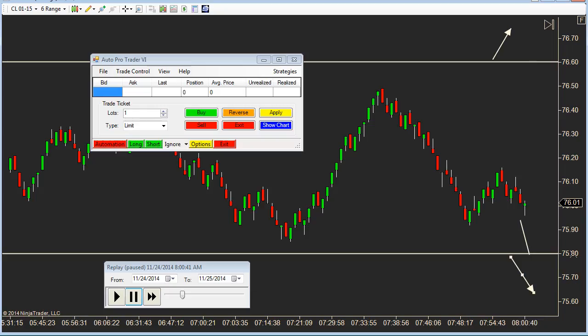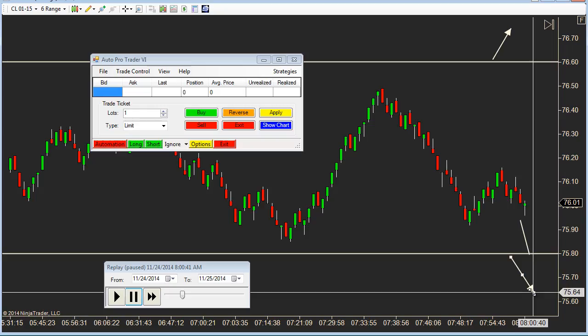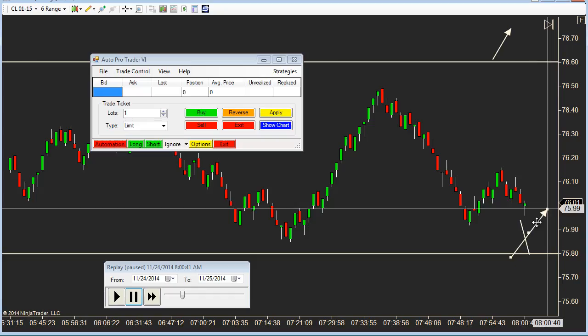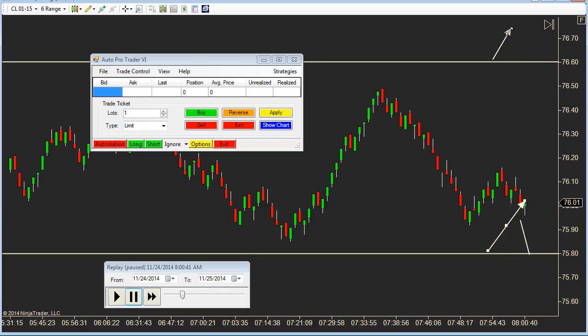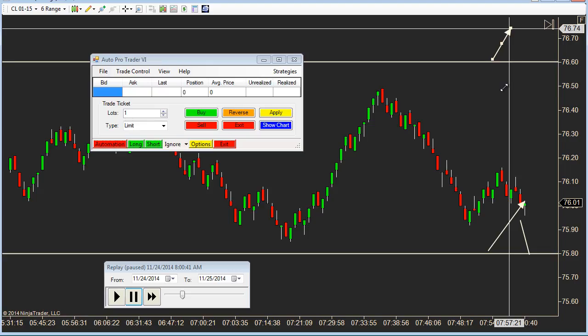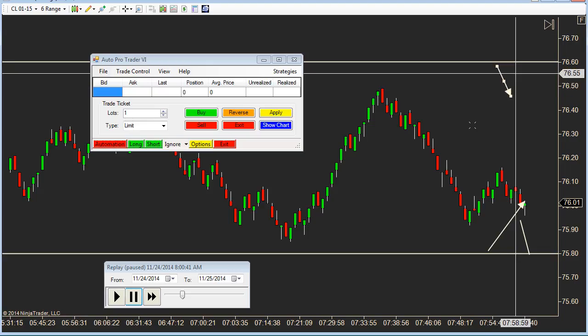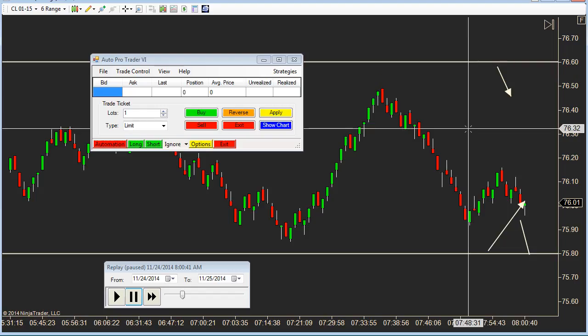When I have an order down here at 75.80, that's going to be a buy order. When that price is hit, we take a long. Up here at 76.60 would be a limit sell order. When that price is hit, we take a short.